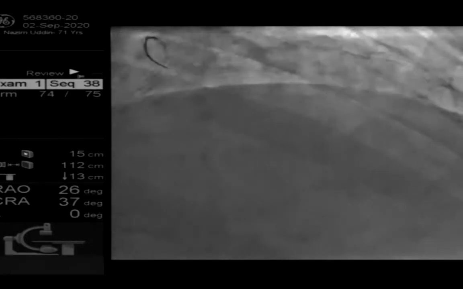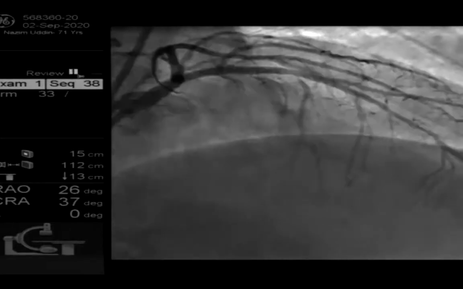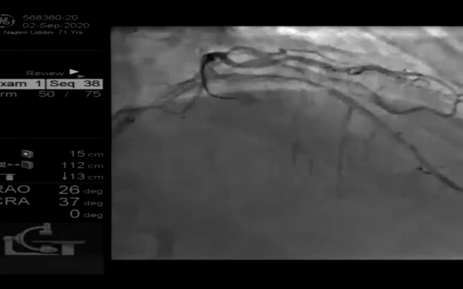So there's some disease in the mid segment, right? But we did not stent that. Our stented part looks fine. And this mid segment has some disease in it. Now that we've stented the proximal part, this is more obvious.